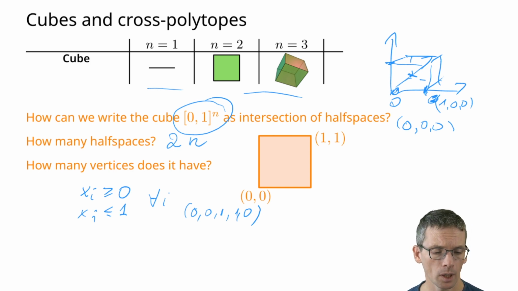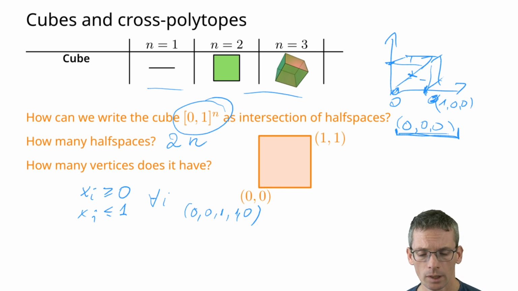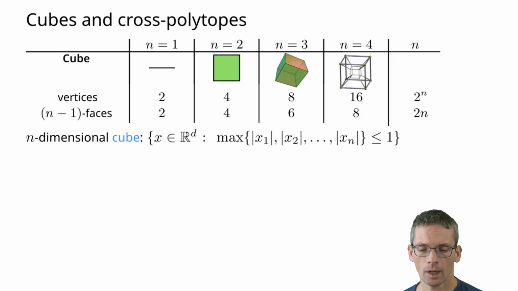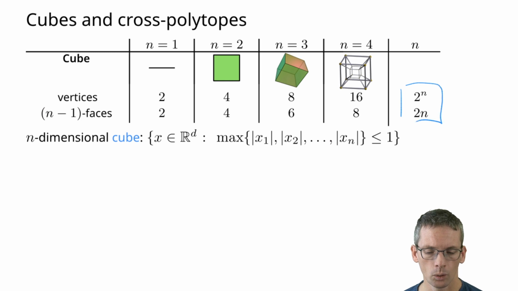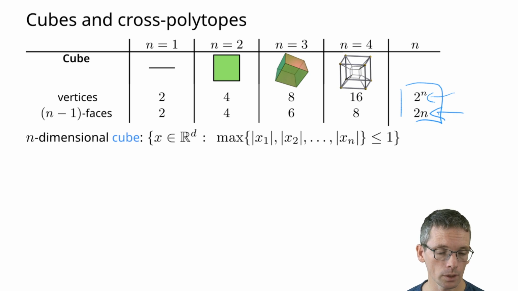How many corners do I have? I can get any vector here of length n with 0 or 1. So for any position, I have the choice of 2. So this is 2 to the n. So in general, I have 2 to the n vertices and 2n faces. What you can already see here is that even if I only have a linear number of constraints, I would get an exponential number of vertices. So going through all vertices is too expensive.